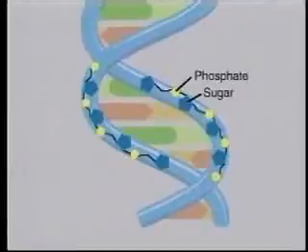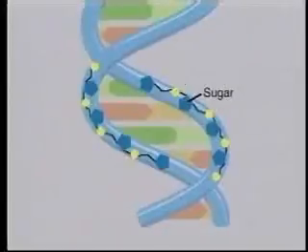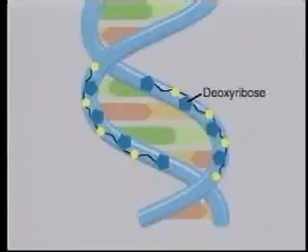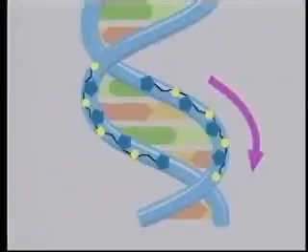The sugar and phosphate groups form the backbone of a strand of DNA. The sugar in the DNA backbone is called deoxyribose. The two backbones in a DNA molecule face in opposite directions.